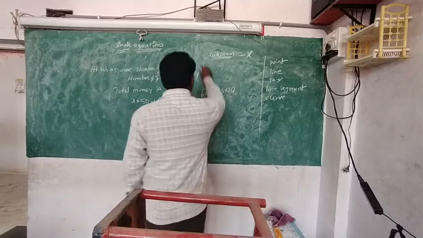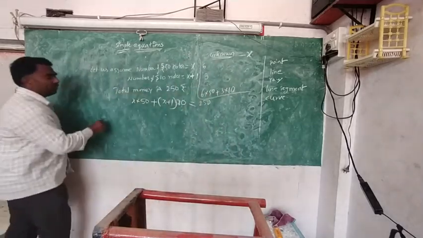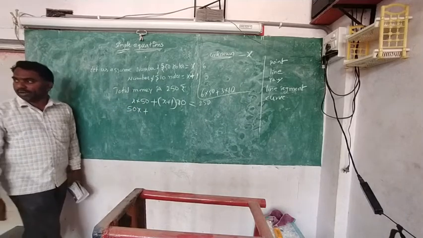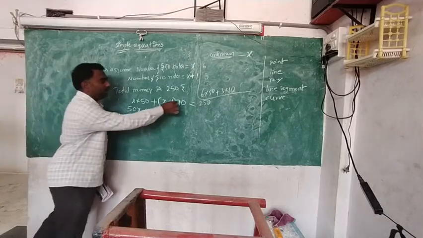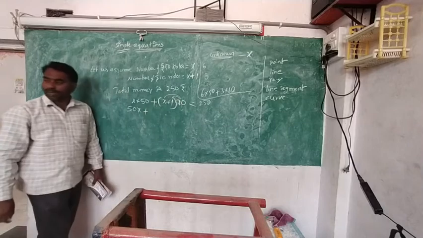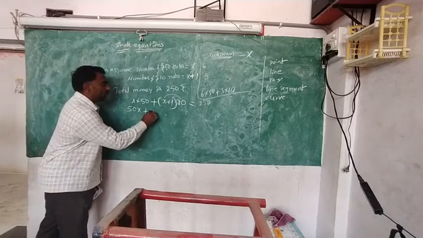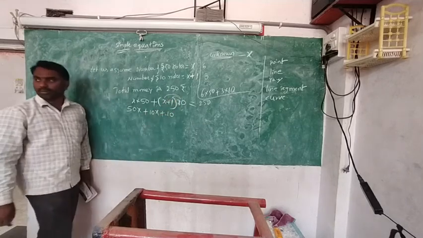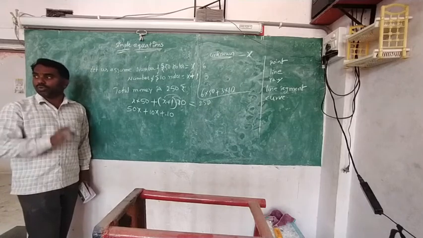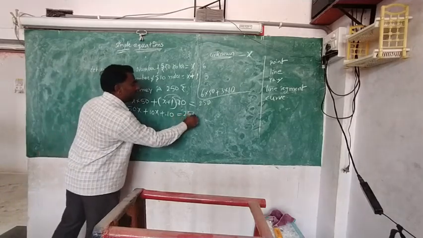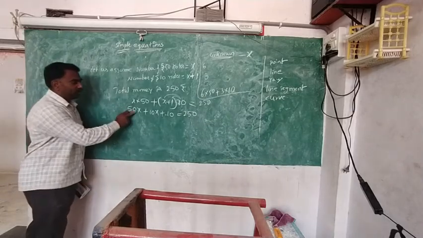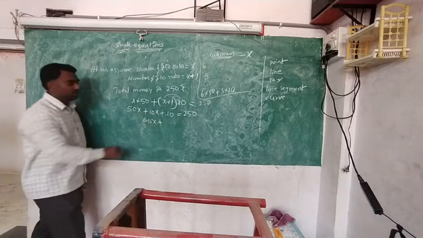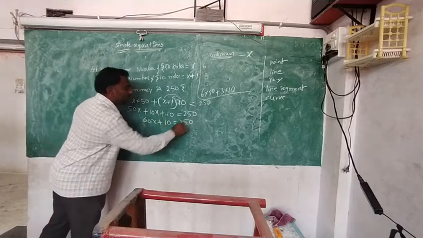So now we can answer it. You can multiply it: 50x. Now this bracket, as I just told you the method, means you should multiply both: 10 into x is 10x, plus 10 ones are 10. Both you have to multiply. Bracket means both you have to multiply. Is equal to 250. Now you see 50x and 10x: 60x plus 10 is equal to 250.